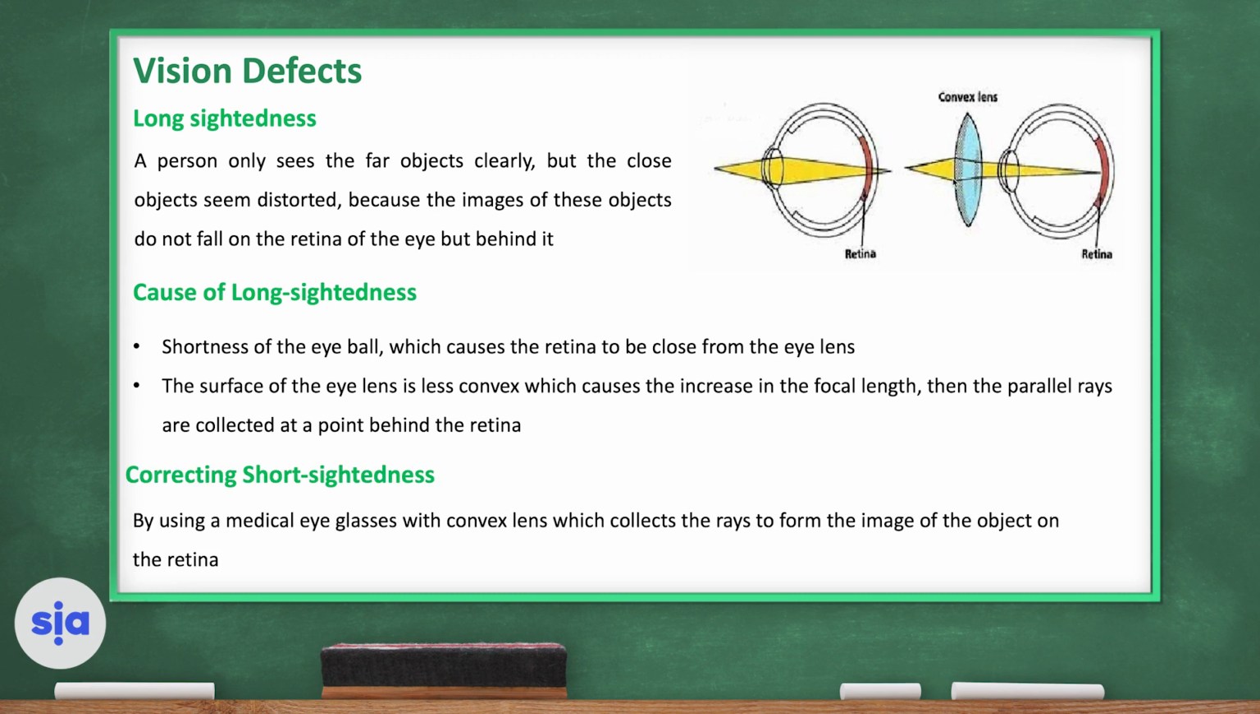This is corrected by a convex lens. So if you have long-sightedness, you will wear a medical eyeglass with a convex lens. And it will converge the light rays and will form the image exactly on the retina.